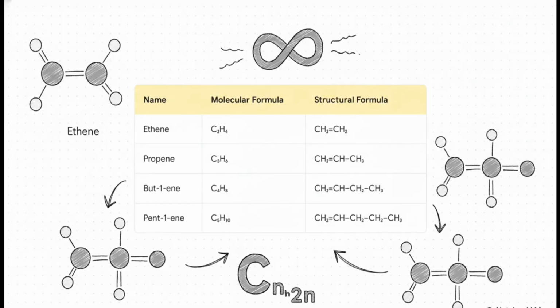Let's meet the first few members of this family. We'll start with ethene, C2H4, the simplest one with just 2 carbons. Next up is propene, C3H6, with 3. You see the pattern here? The first part of the name, eth for 2, prop for 3, tells you how many carbons there are, and that ene at the end is our signal that there's a double bond hiding in there. As we go on to but-1-ene and pent-1-ene, the chain just gets longer, but that simple CnH2n formula always works.